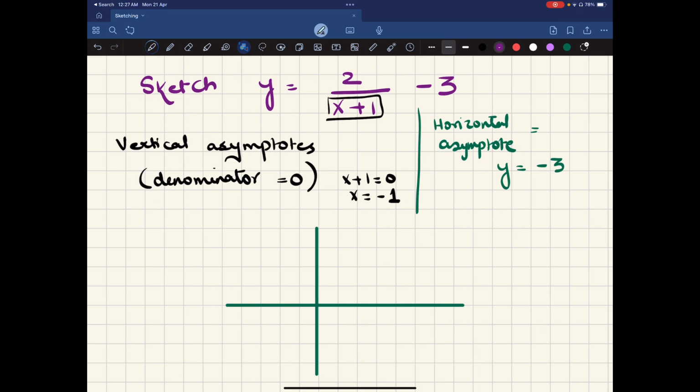Okay, so our vertical asymptote at x equals negative 1, so this one. And the horizontal asymptote at y equals negative 3, so at this point. Okay. So this is negative 1. This is negative 3.